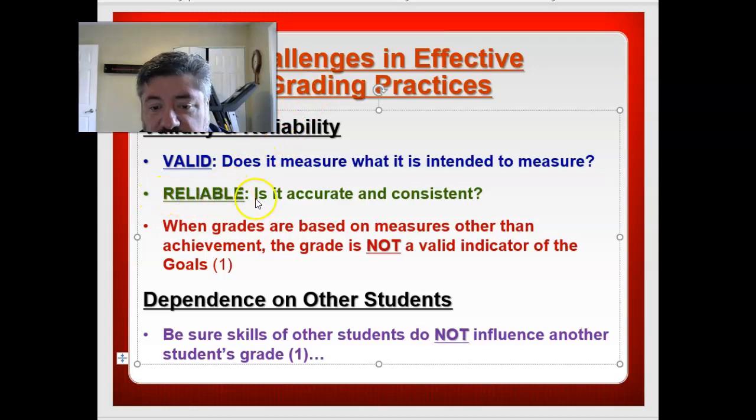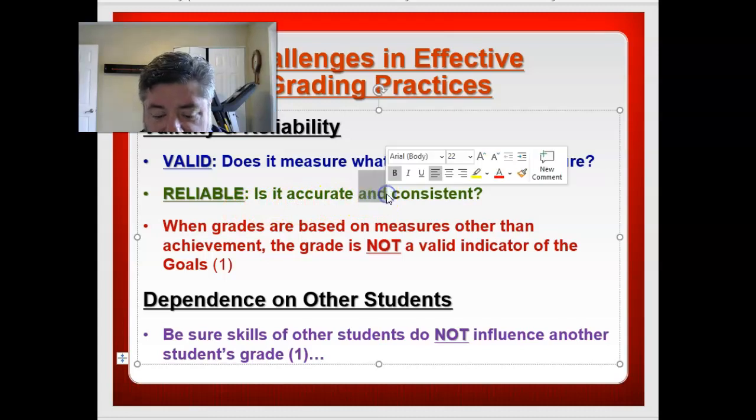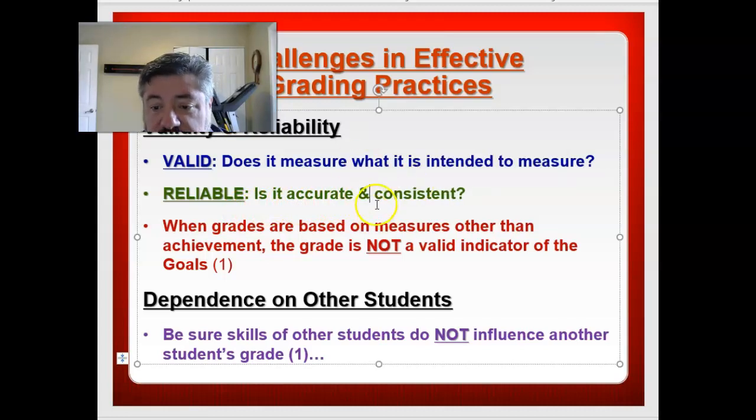Another term that's important is reliable. Reliable means, is our scoring accurate and consistent? Going back a little bit to validity, can we use our scoring guide and have multiple different people using the scoring guide come up with the same type of score, right? So we need to make sure that our grading instrument and our scoring guide has enough detail for it to be consistent between different performers.